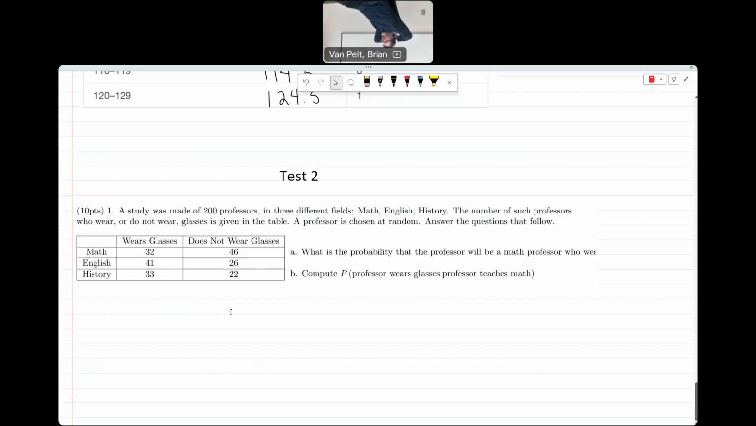So first of all, how many math teachers are there total? 78. Since we're talking about people that teach math, my population is 78. So I'll say N equals 78 for that. Our answer is going to be divided by 78. What goes on the top? 32, the intersection of wears glasses and math. This is the simplest version of these conditional probabilities. Any questions?